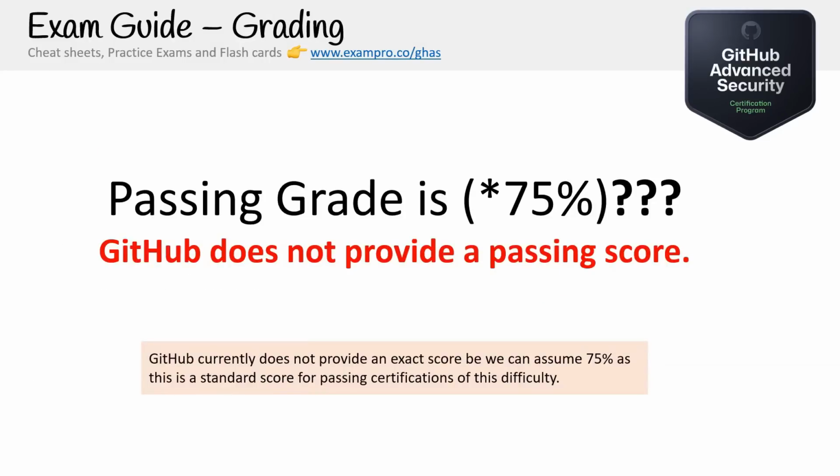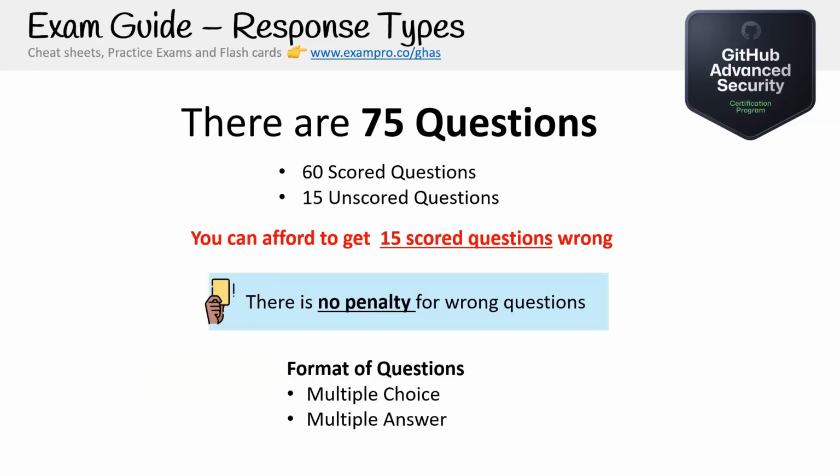Now, it's worthwhile calling out, GitHub does not provide a passing score, but aiming for 75% correct answers would ensure that you pass the certification. As I said, there is no official passing score, but at least aiming for that 75% would ensure that you pass. There are 75 questions in the exam, 60 scored and 15 unscored. Unscored are the tricky ones where they don't really mark you on them, but they're definitely there and you would not know which ones those are. So you can technically afford to have 15 scored questions wrong.